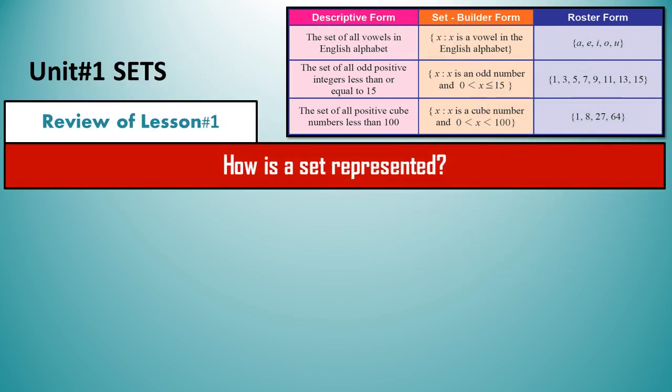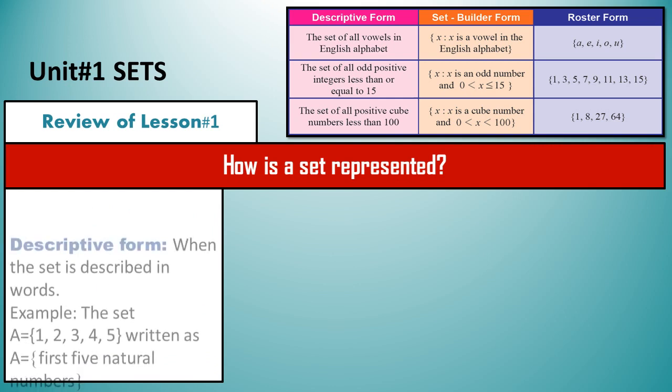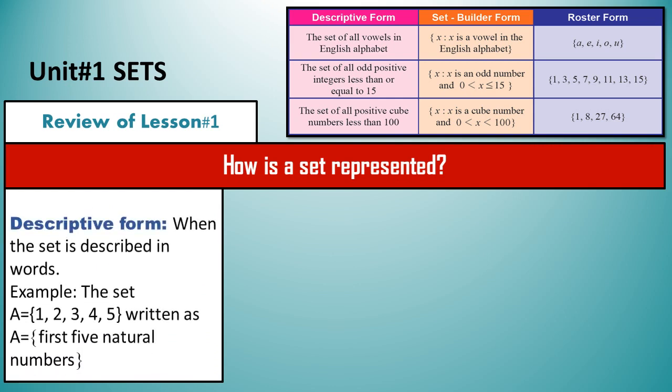Let's come to know how a set is represented. Dear students, I know you know very well about descriptive form. In descriptive form, when the set is described in words, हम set को describe करते हैं statement form में. For example, the set A is equal to 1, 2, 3, 4, 5 is written in descriptive form as A is equal to first 5 natural numbers.